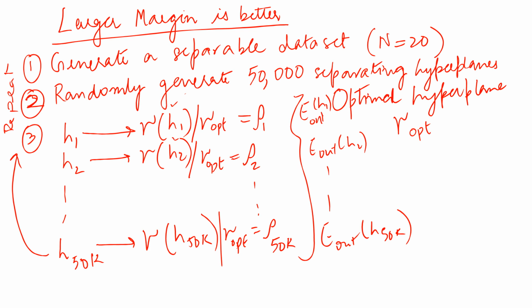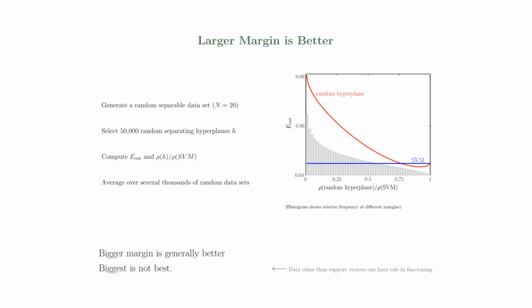And so here is a better picture of that, taken from the book, of course. We have this histogram that shows the relative frequency of different margins. And that relative frequency, I already defined, is this. And E out, as we said, we can calculate because it's simulated data. We have access to the entire data set.